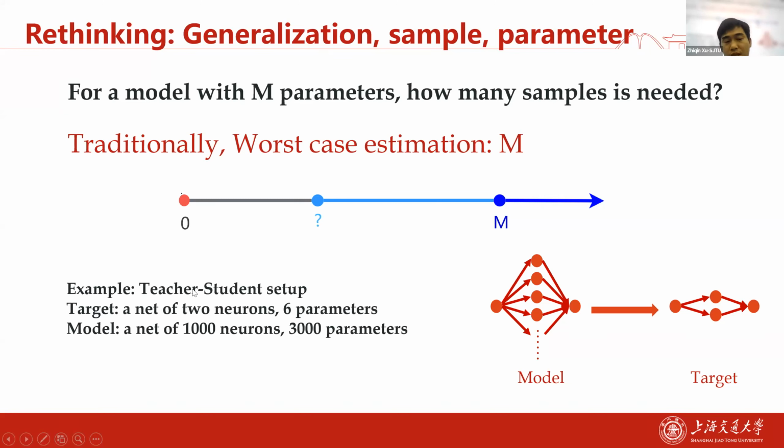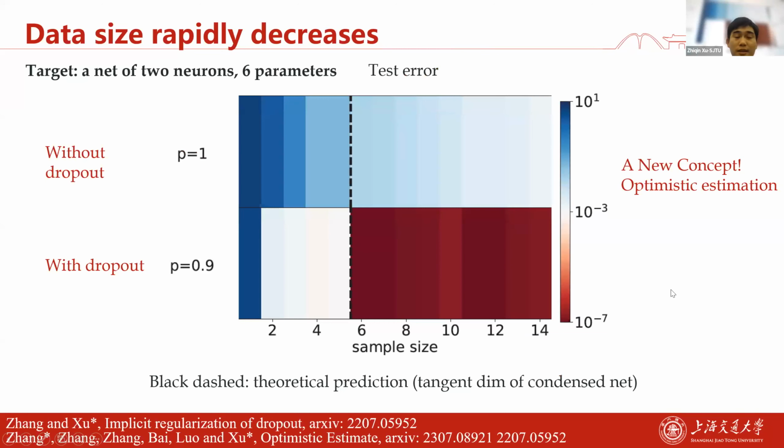We consider a teacher-student setup. The target function is a neural network with only two hidden neurons, and the model has a lot of hidden neurons. Now we use this very large neural network to learn this small neural network. Let's take a look at this result. If you initialize this neural network in a linear regime without dropout, after training, this axis is the training size, and this color indicates the test error. So you can see you need a lot of samples to make the generalization better.